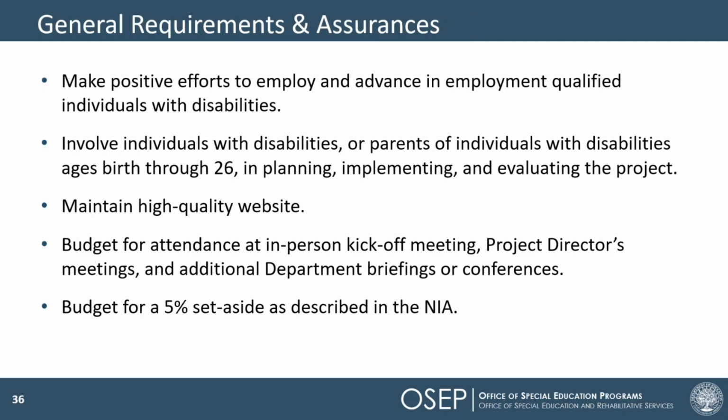Slide 36, General Requirements and Assurances. Make positive efforts to employ and advance in employment qualified individuals with disabilities. Involve individuals with disabilities or parents of individuals with disabilities ages birth through 26 in planning, implementing, and evaluating the project. Maintain a high-quality website. Budget for attendance at an in-person kickoff meeting, project directors meetings, and additional department briefings or conferences. Budget for a 5% set-aside as described in the NIA.